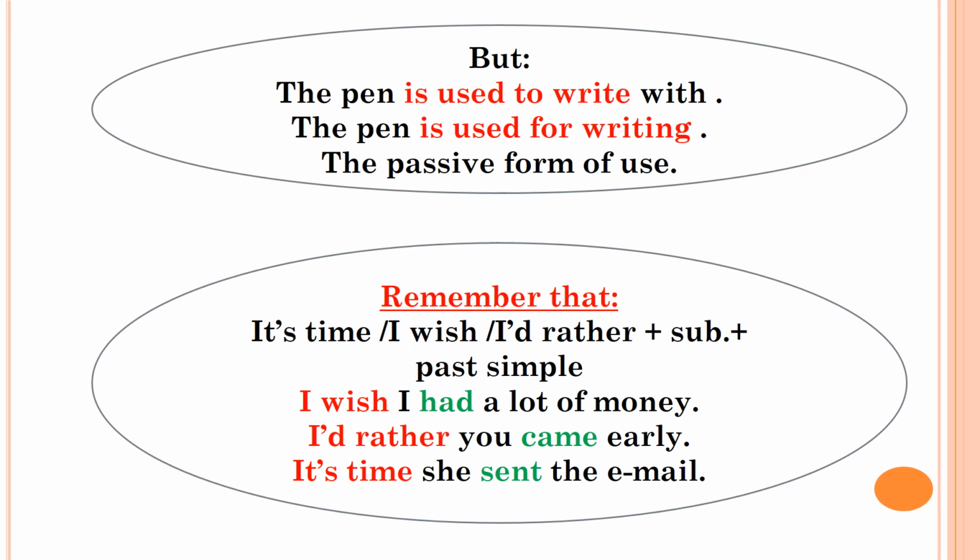You should remember that after it's time, or I wish, or I'd rather, if we have a subject, we must use the past simple. Like I say, I wish I had a lot of money. I'd rather you came. It's time she sent the email.